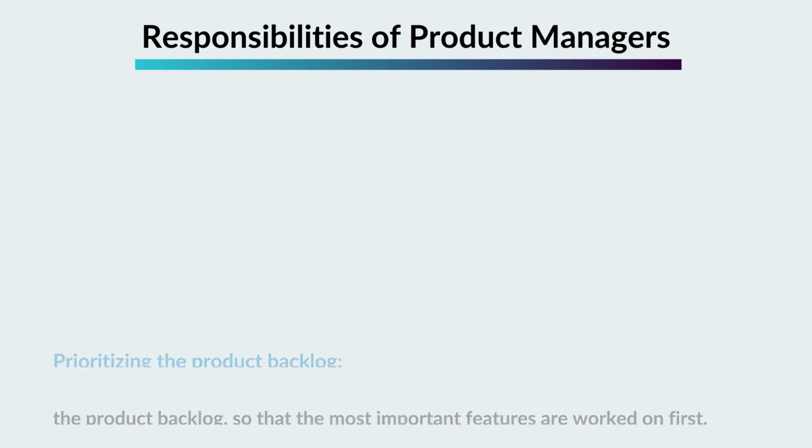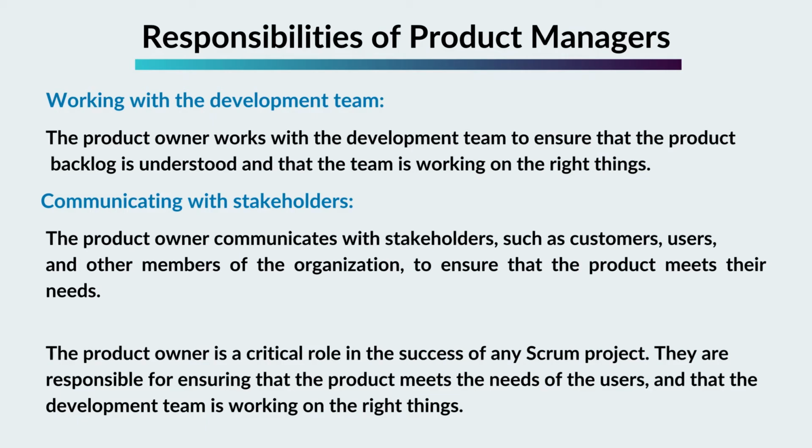Working with the development team. The product owner works with the development team to ensure that the product backlog is understood and that the team is working on the right things. Communicating with stakeholders. The product owner communicates with stakeholders, such as customers, users, and other members of the organization, to ensure that the product meets their needs.